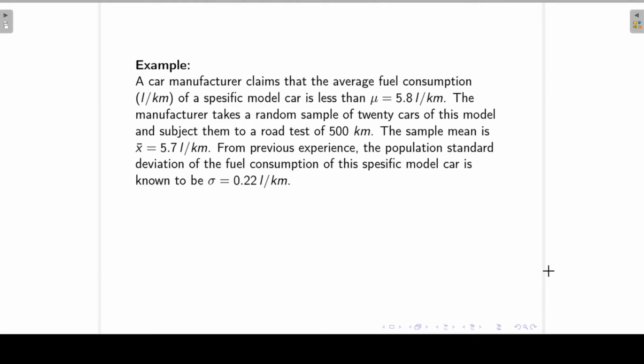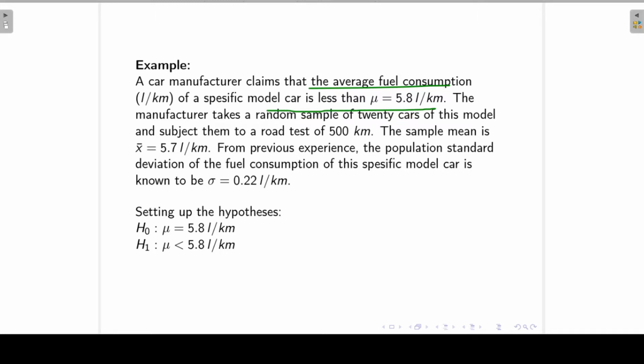We started by setting up our null and our alternative hypotheses. The null hypothesis that the mean is equal to 5.8, the alternative less than 5.8. So you can see that the alternative reflects the claim from the manufacturer that it's less than 5.8. Okay, and then we went through a whole process to find a cutoff value.